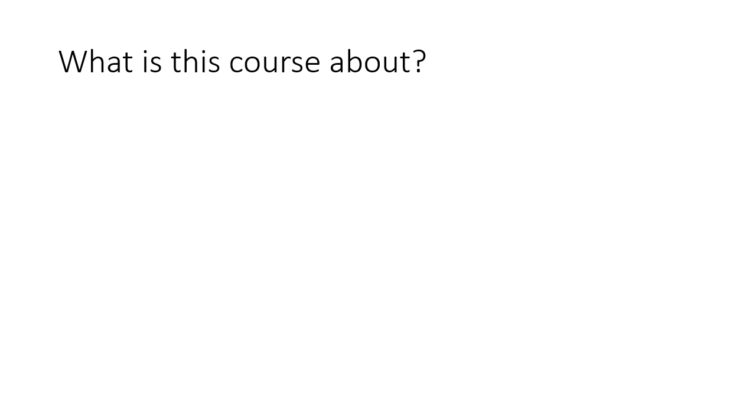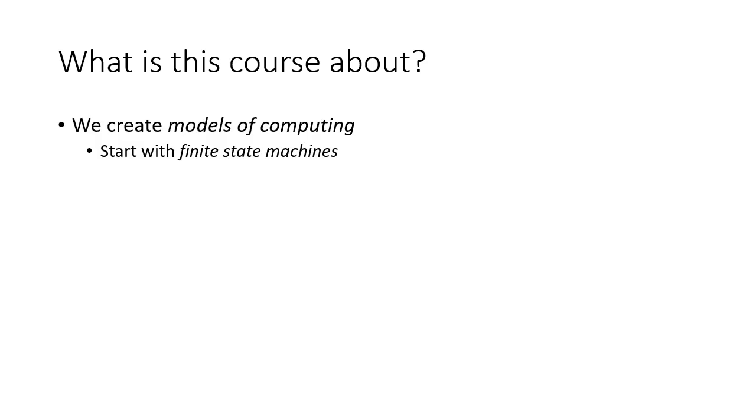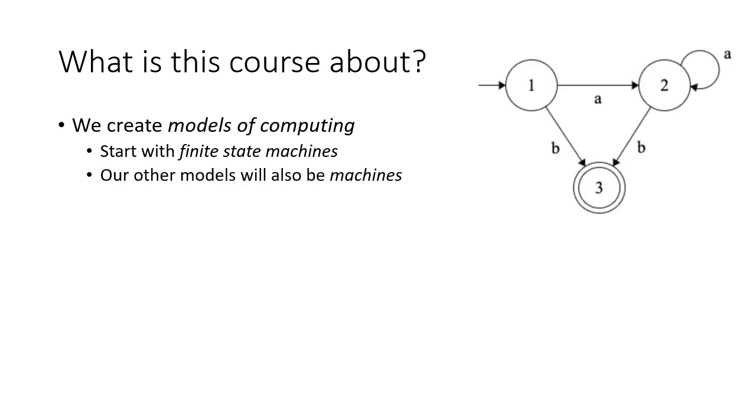In a little bit more detail, regarding the automata and grammars, those are ways to create models of computing. So we're going to create models of computing. We're going to start with finite state machines, which can be related to automata, and we're going to see other kinds of machines. And we're going to end up drawing pictures with lots of circles and arrows.